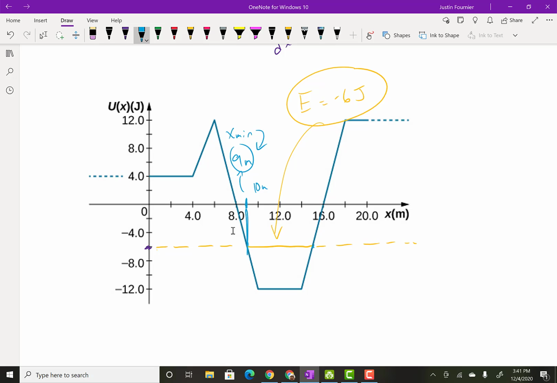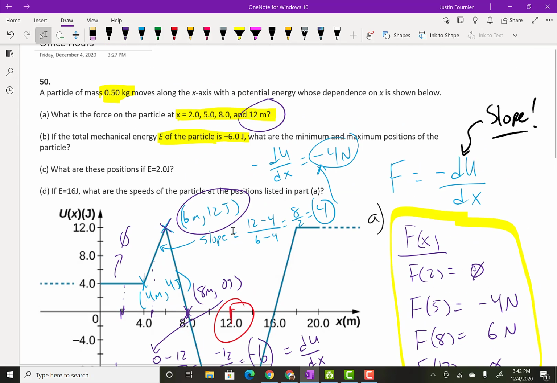And then the maximum position is here. That's just below 16 but bigger than 14. That looks like 15 meters to me. So this would be the maximum position right there. We're basically saying with this position graph, what's the biggest it could be and the smallest it could be. I think that's all they're asking. Yeah. So then, what are these positions if the total energy is 2 joules?